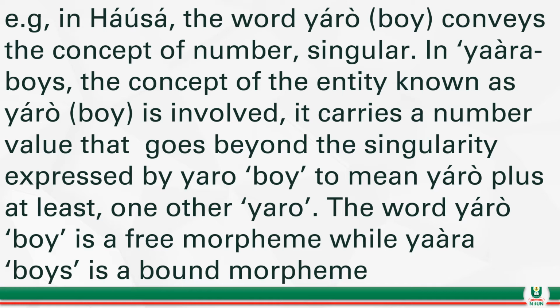So when we talk of yara, yaro is involved. It carries a number value. That is, it tells us that it is no longer single, but plural. And that goes beyond the singularity expressed by the word yaro, boy. So it means that yaro plus at least another yaro will lead to yara. And so the word yaro is a free morpheme, while yara is a bound morpheme, because yara is derived from yaro, and yaro is singular.